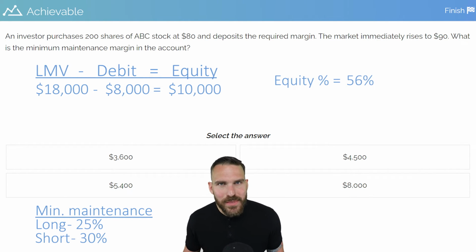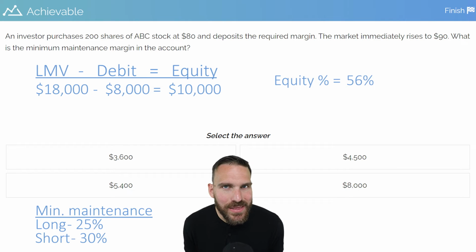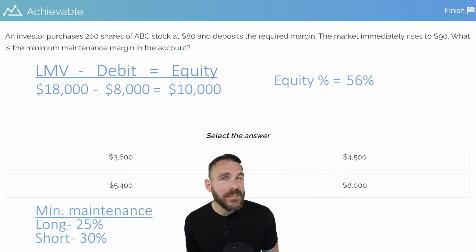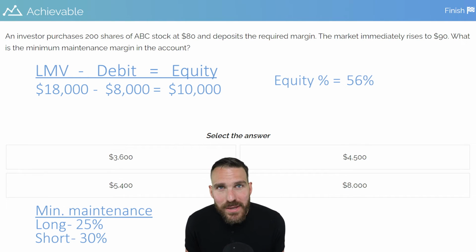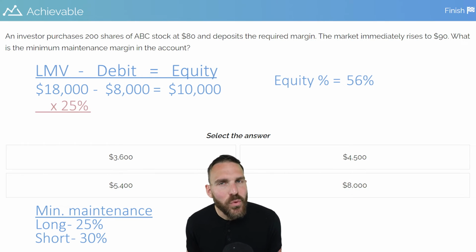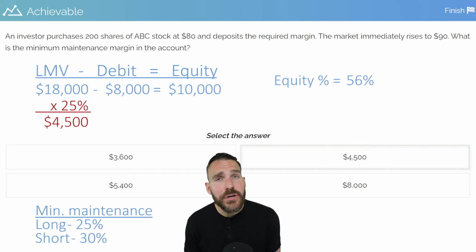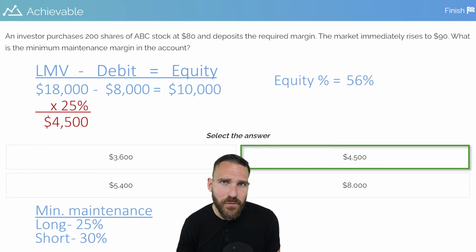Now that we've talked about the big picture here, let's really focus on what this question's asking, which is, what is the minimum maintenance margin in this account? And it actually is a really simple formula. All we need to do is take our market value, which is $18,000, and multiply it by that 25% minimum maintenance margin requirement. $18,000 times 25% gives us $4,500. And sure enough, that is the answer we're looking for in this question.